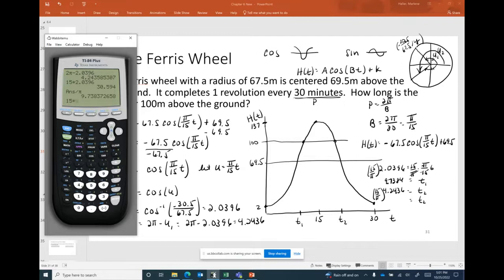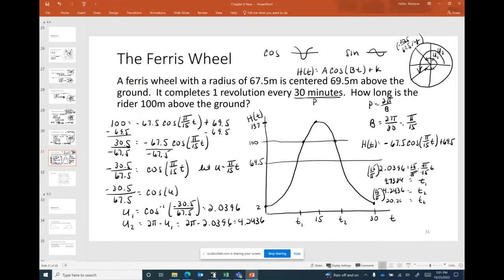Let's see what that is. 15 times 4.2436 divided by pi is 20.2617. So T1 is 9.7384 seconds, and T2 is 20.2617, oh, not seconds, minutes, 20.2617 minutes.